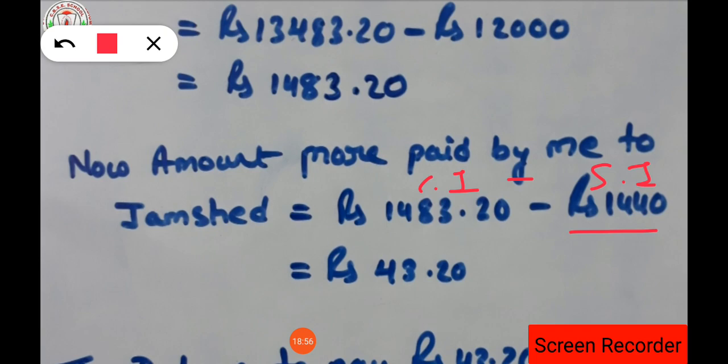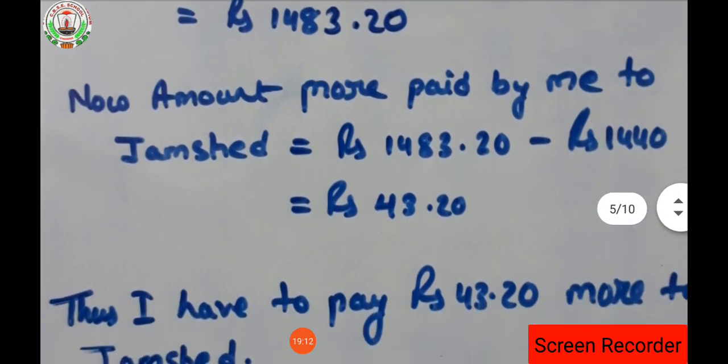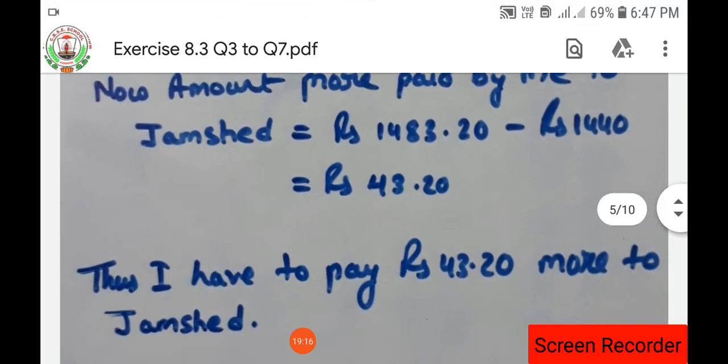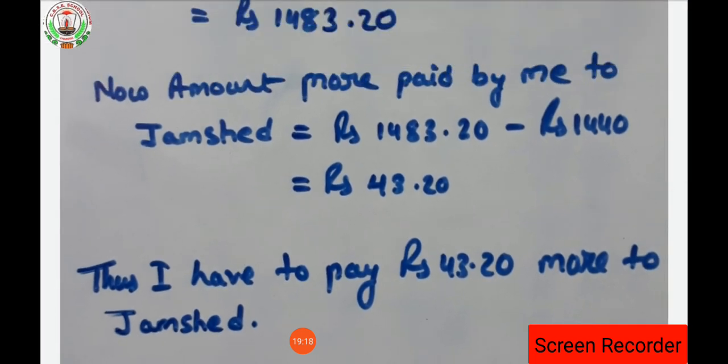इसलिए सेपरेटली सिंपल इंटरेस्ट से निकालेंगे और कंपाउंड इंटरेस्ट को निकालेंगे, और दोनों की वैल्यूज़ को यहाँ पर सब्सट्रैक्ट करेंगे तो हम लोग को कितना ज़्यादा पड़ रहा है? दैट इज़ 43.20 अमाउंट हम लोग को ज़्यादा पे करना पड़ रहा है. किसको? जमशेद को. ओके, दस आई हैव टू पे रुपीज़ 43.20 more to Jamshed. Clear everyone?